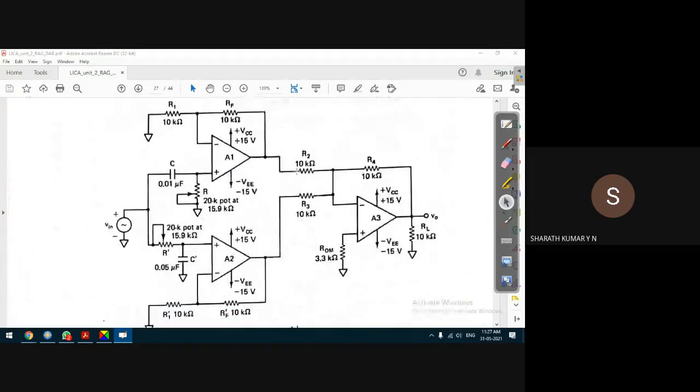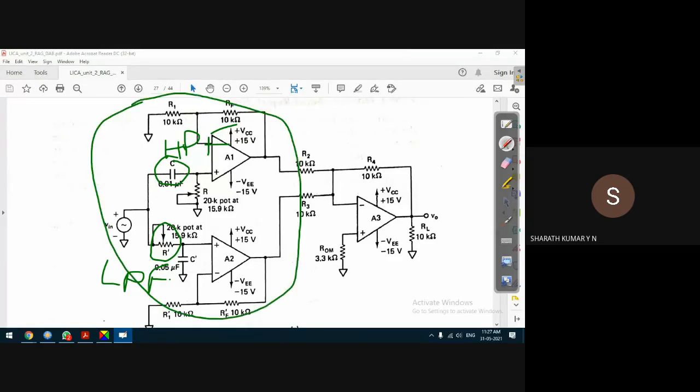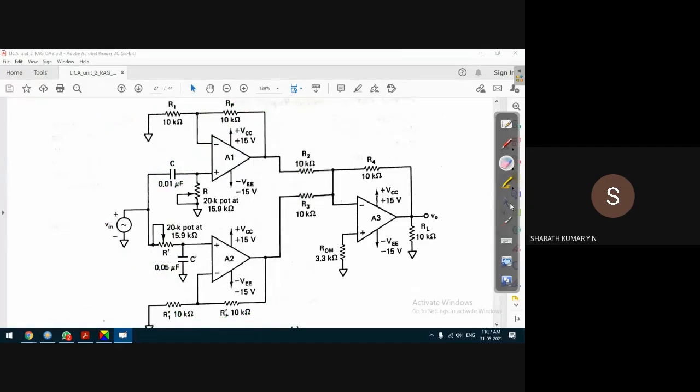In the wideband filter, what we saw is that this is a high pass filter circuit. Whenever the capacitor comes first, it is a high pass filter, whereas whenever the resistor comes first, it is a low pass filter. Very simple. Now we have to have a combination of low pass and high pass filters such that it acts as a band rejection filter, and the two should be connected in parallel, as we discussed in the last class.